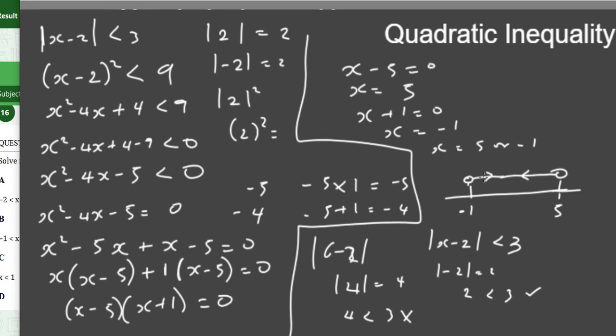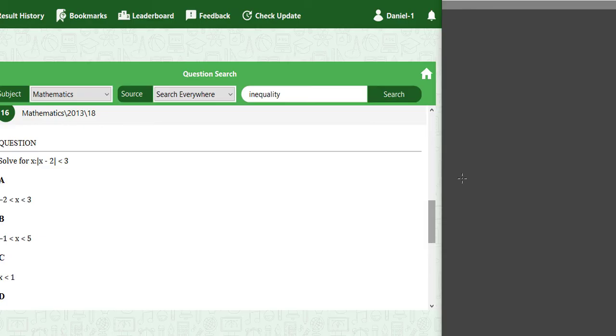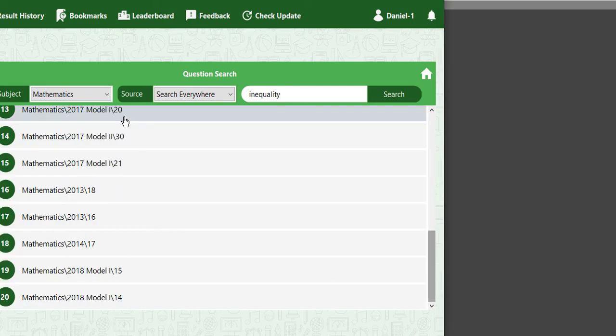So since x is within this range, the answer is very straightforward. You just say x is greater than -1 and is less than 5. So that can be expressed as -1 less than x and x is less than 5. So that becomes the answer. So let's see which of the options is correct here. That gives the right option is option B.